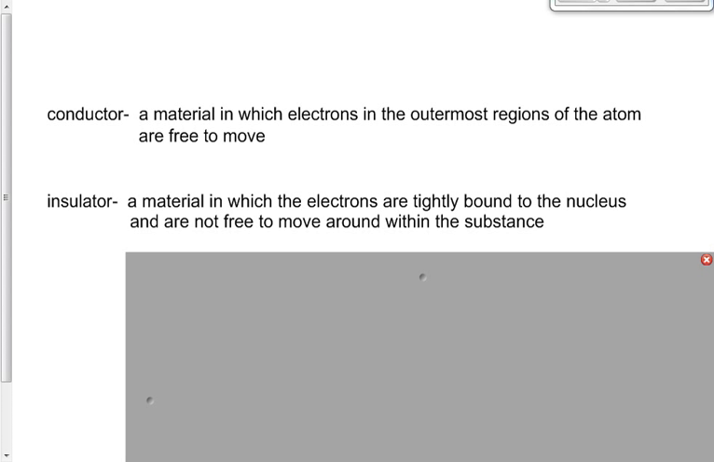Doesn't mean they don't have electrons that can move. Electrons can, but they don't move nearly as easily. They're a lot more tightly bound to the nucleus and not nearly as free to move within the substance as they are in conductors like metals.